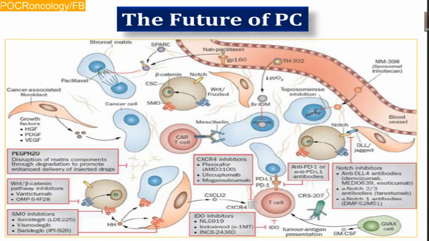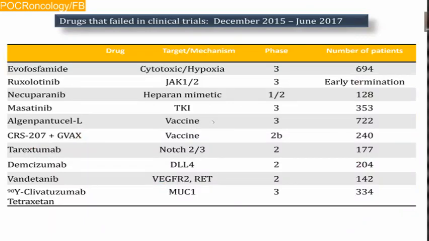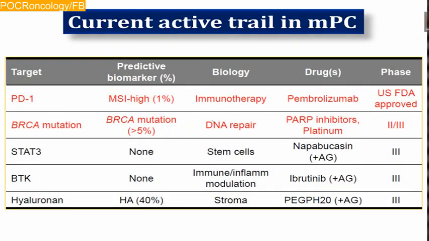So what about the future of pancreatic cancer? As we say, there are a lot of trials going on targeting this gene or that gene. And clearly, in the last 2 years, there were almost more than 10 medications with a lot of targeting factors, and most of these completely failed in terms of progression-free survival or overall survival rate. What are the current active trials in metastatic pancreatic cancer?